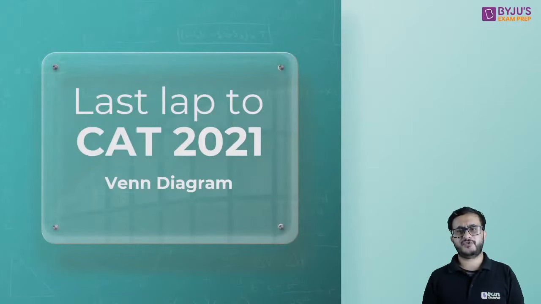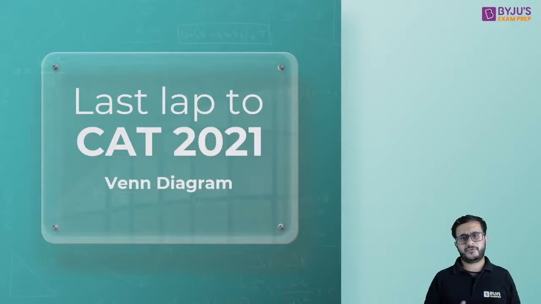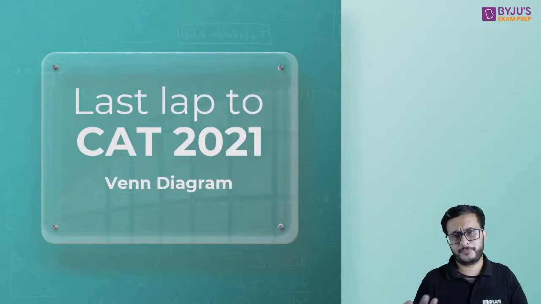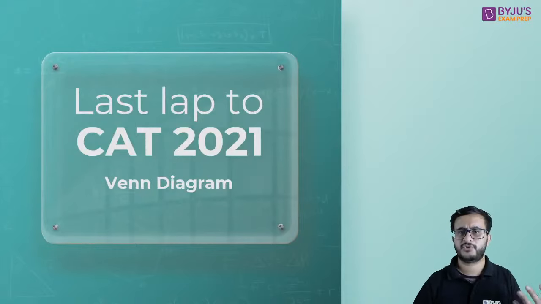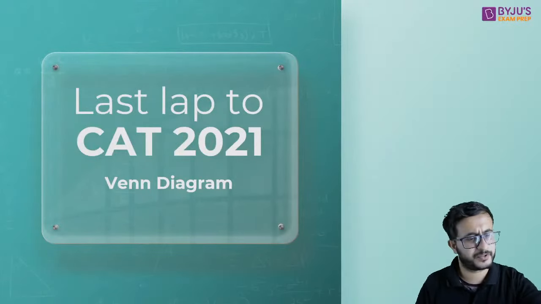So today we are going to solve a few sets based on Venn diagrams and see how to approach the problems. We'll be taking two sets from past year CAT papers and two other sets to see what should be the approach to solve Venn diagrams, how do you form equations, how do you define different regions, etc.